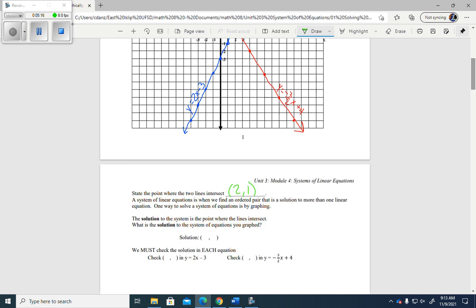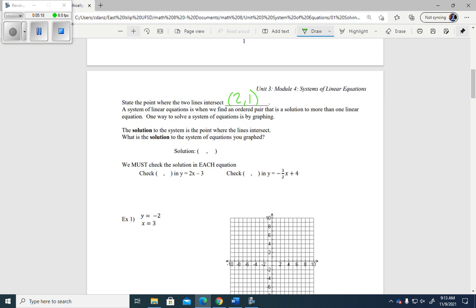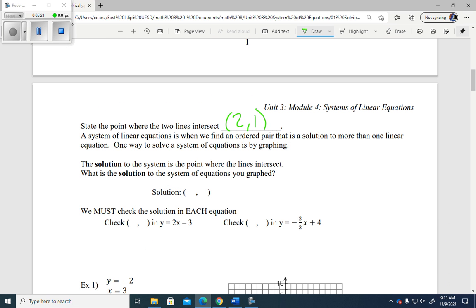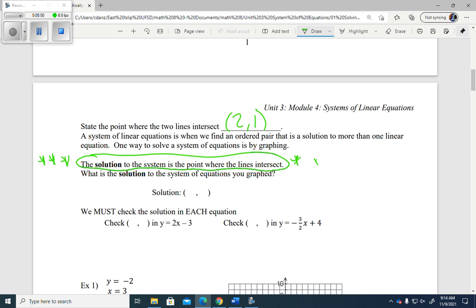So let's focus on what this really means now. A system of linear equations is when we find an ordered pair that is a solution to more than one linear equation. And one way to solve a system is by graphing. So when we solve a system graphically, the solution is where the lines intersect. This is an important statement. I like to say that the solution is the point of intersection. The solution is the point of intersection.